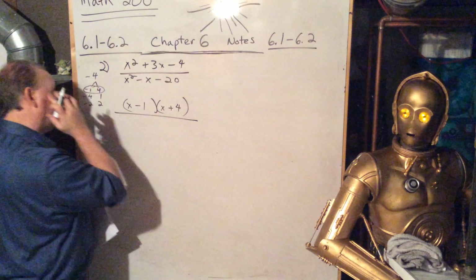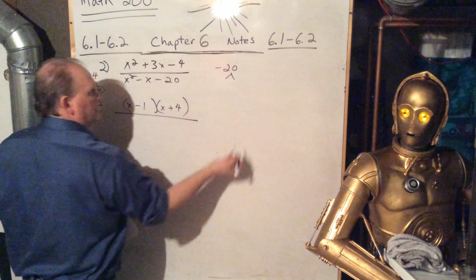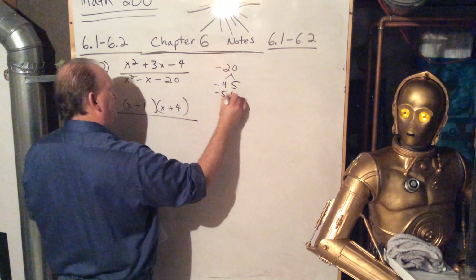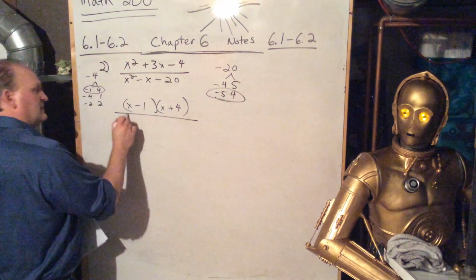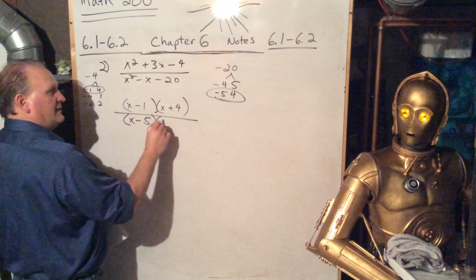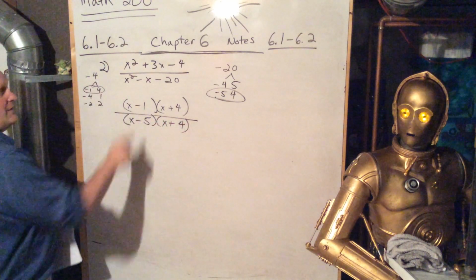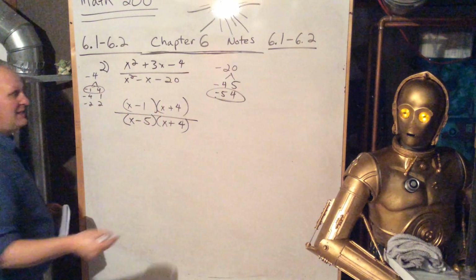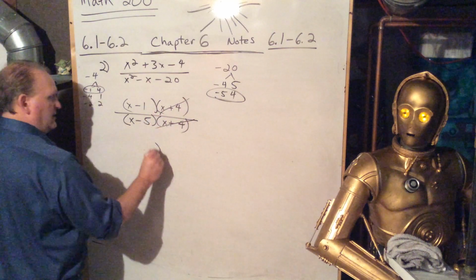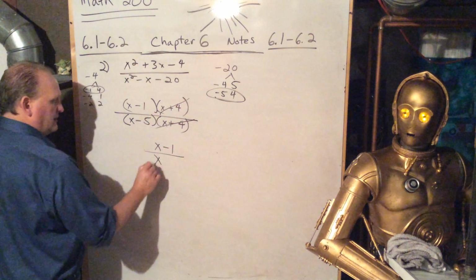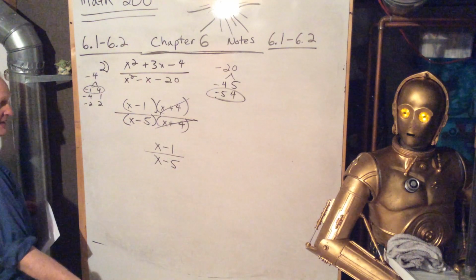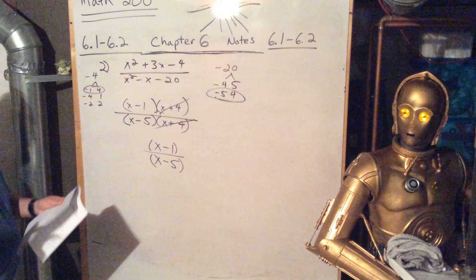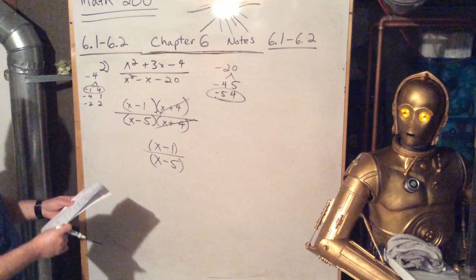We factor the bottom. Negative 20 is negative 4 and 5, negative 5 and 4. It would be that one. x minus 5, x plus 4. So now we've got both top and bottom factored, and now we look for any binomials that are exactly the same. In this case, the x plus 4s cancel. And so we're left with x minus 1 over x minus 5. You can leave your answer like that. That's fine. If you want, you can leave the parentheses on it. That's fine. I think online allows that too. So if you want to do it like that, that's fine.